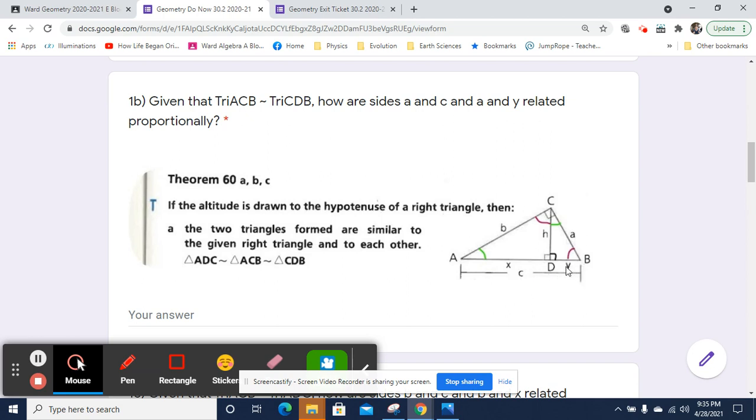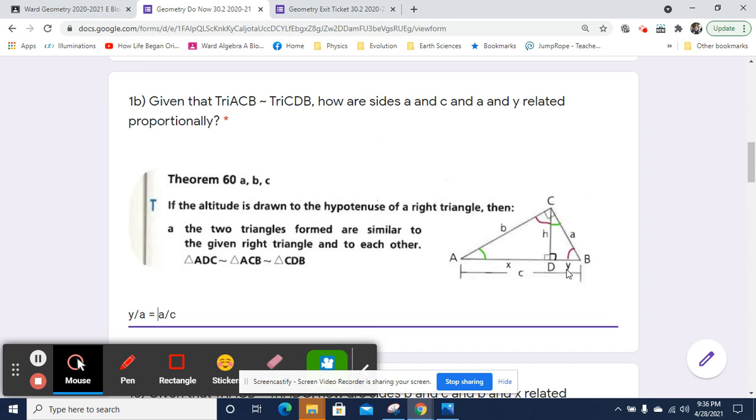So A to C. So C is the hypotenuse of the big triangle, and A is the small leg of the big triangle. So A to C, we'll make a ratio there. So we can say A to C, and then let's take a look at A and Y. A is the hypotenuse of this small similar triangle, and Y is the small leg. So we can also say that Y to A, okay, and that those are a proportion.